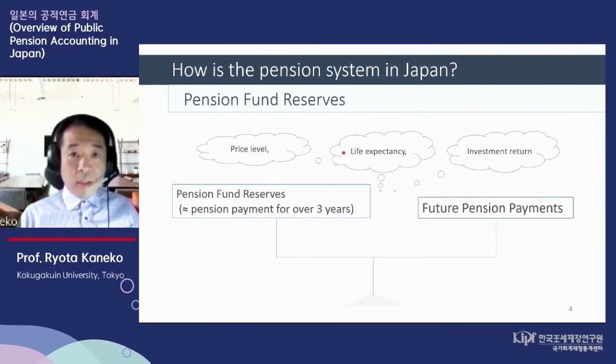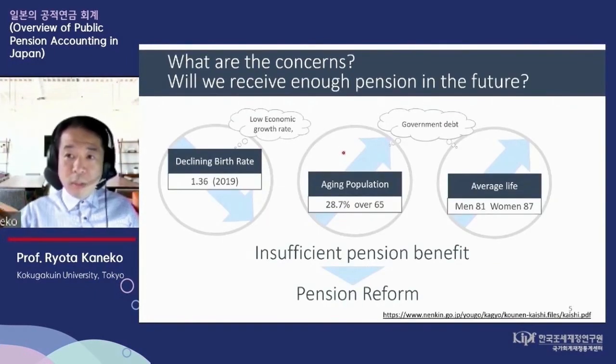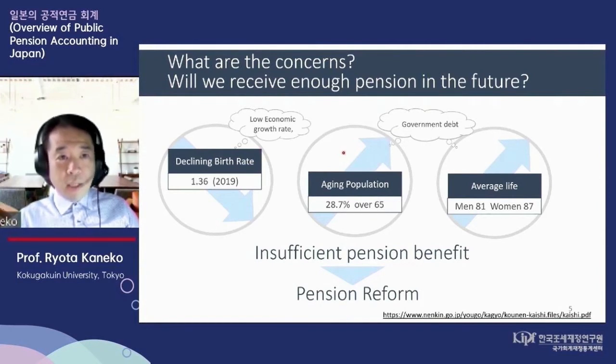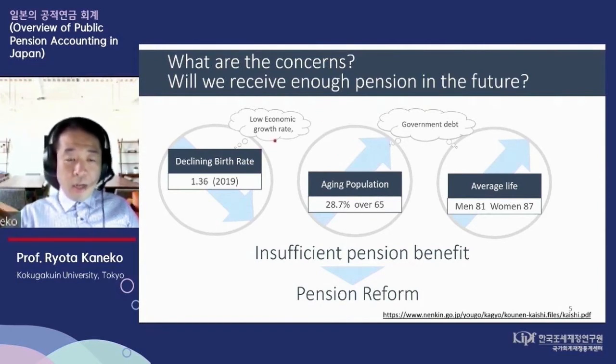So what are the concerns about our pension system? Like many other OECD countries, now we are facing a declining birth rate, an aging population, and increasing average life expectancy. These factors lead to insufficient pension benefits, so we do need pension reform.